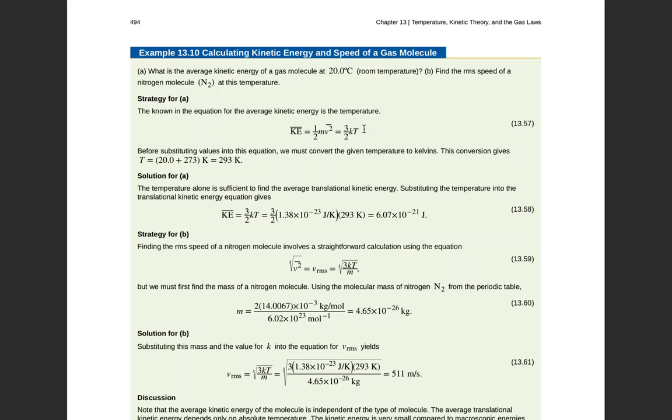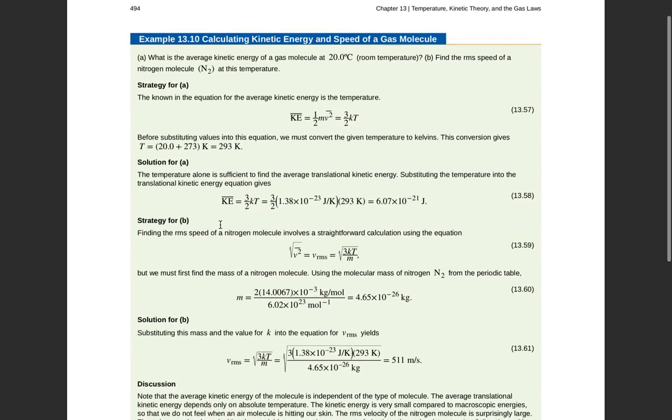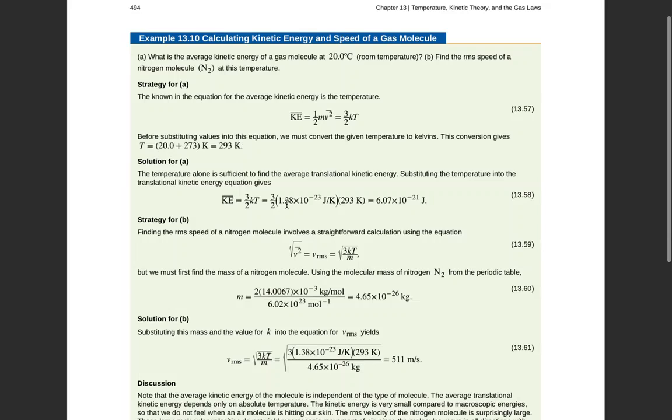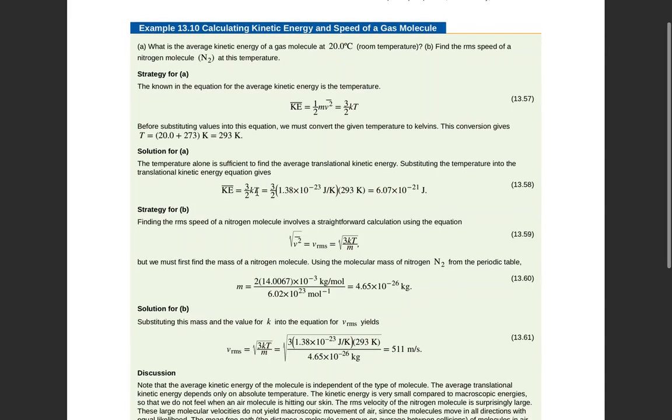So first, change that T, which is 20 degrees C, to Kelvin. So you have 293 K. So for kinetic energy, we insert 3 over 2 times your k, which is 1.38 times 10 to the negative 23 in this case, times your temperature. So that'll give you 6.07 times 10 to the negative 21 joules. That is our kinetic energy.